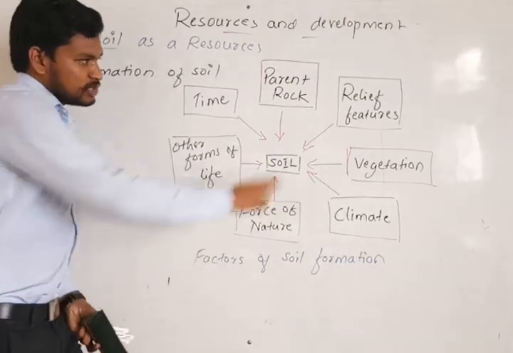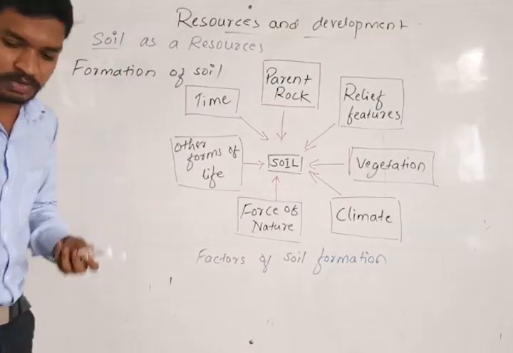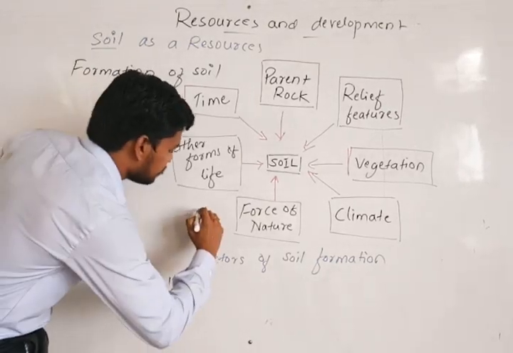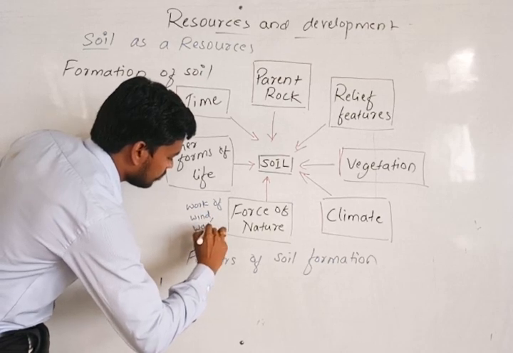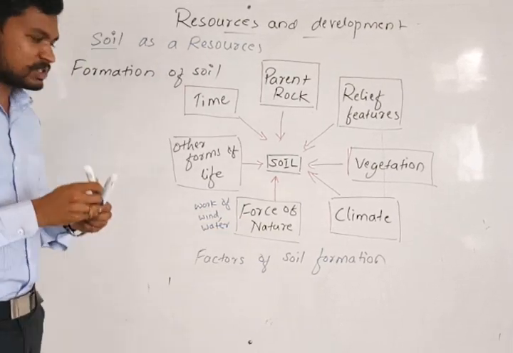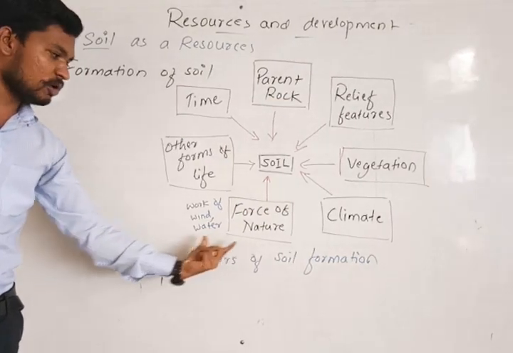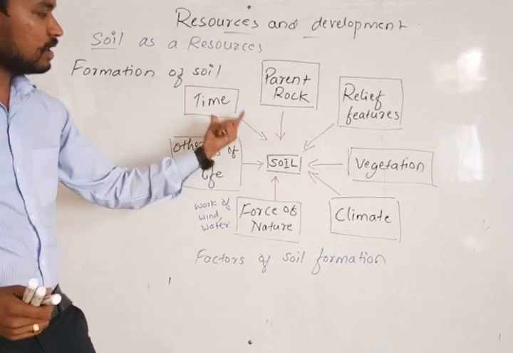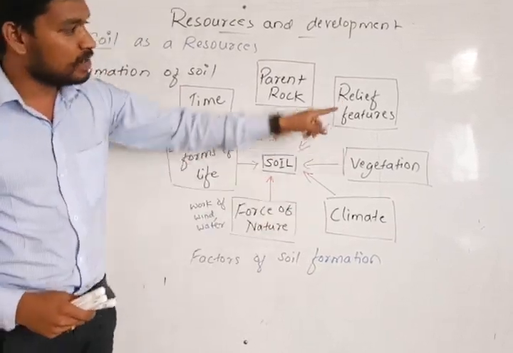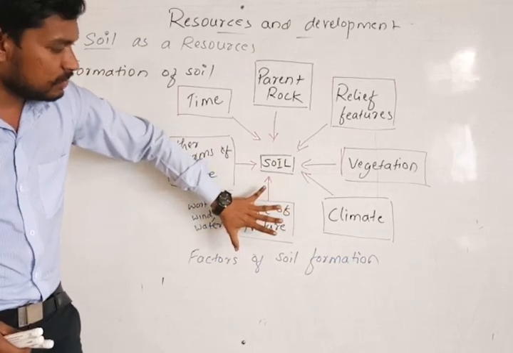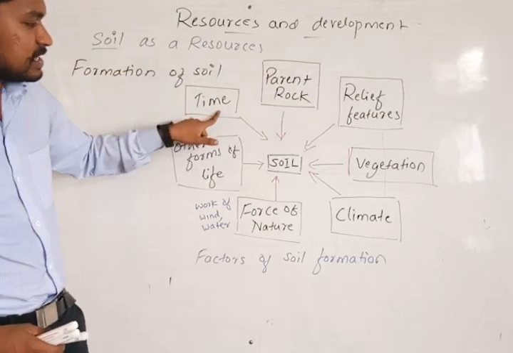When this soil is weathered soil, so here the parent rock, after that the force of nature. Force of nature, what are those? Like work of wind, water, and the glacier. It all comes up with this force of nature. So when the parent rock meets all this force of nature, it forms some sediments like pieces of rock. It's called weathering. Then when it's mixed with this relief feature, suppose when we get all the force of nature in the particular relief features, with less time we'll get a soil.